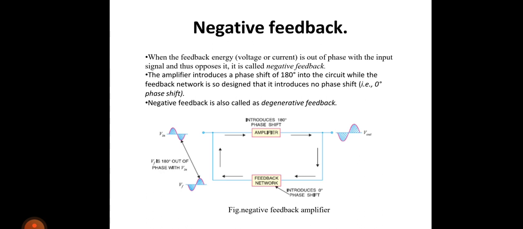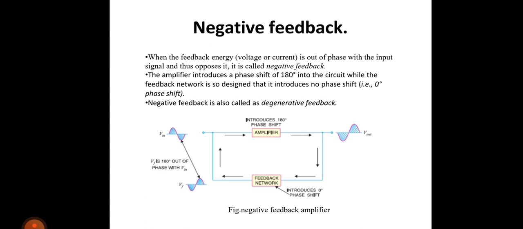Similarly, in the feedback network, 0 degrees phase shift means there will be no phase reversal at the output of the feedback network. So if you compare the input signal and the feedback signal, they are opposite to each other. When the feedback signal is out of phase with the input signal, such feedback is known as negative feedback. The same points have been written over here.